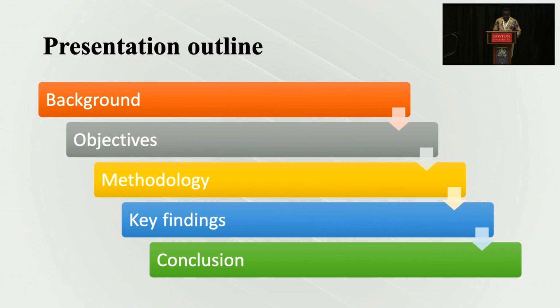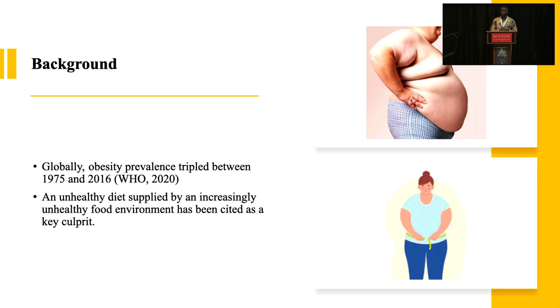So in this presentation, you're going to look at the background of the study, the objectives, the methodology, the key findings, and conclusion. So without much ado, with the background, according to the World Health Organization 2020, the global obesity prevalence tripled between 1975 and 2016. And one of the key contributors is unhealthy food environment, which is being supplied by unhealthy diets which affect people.